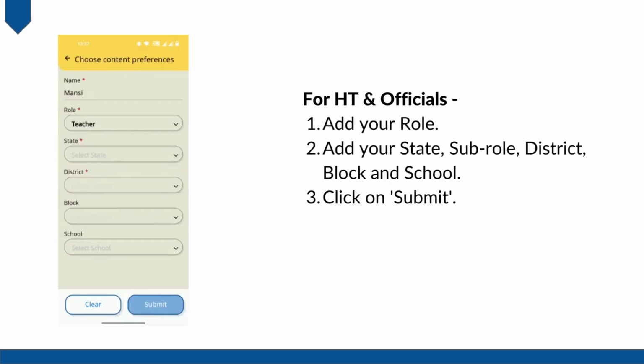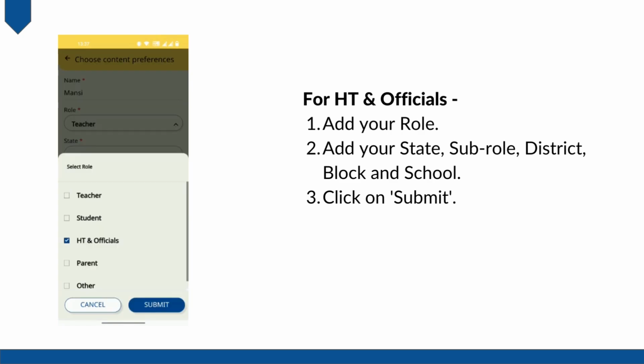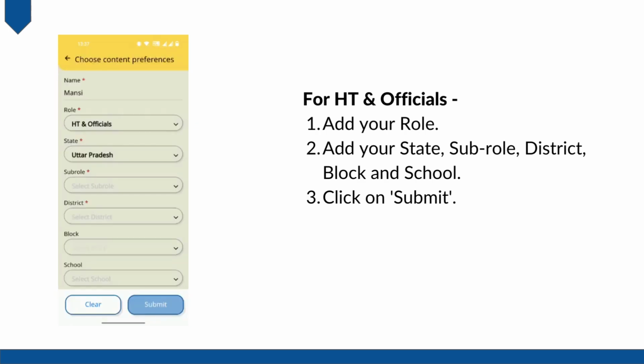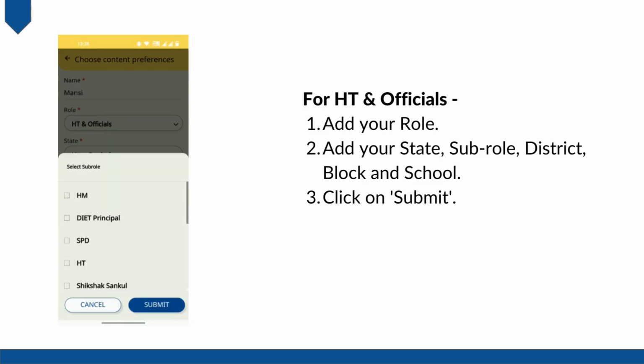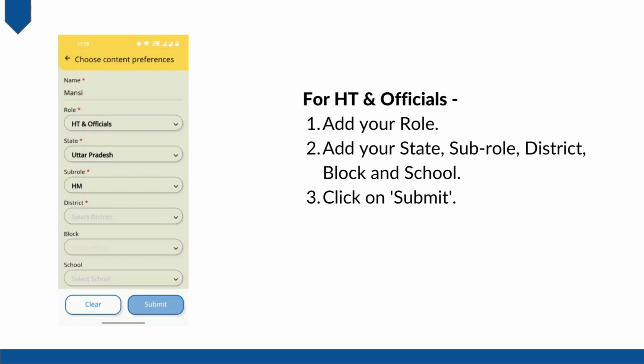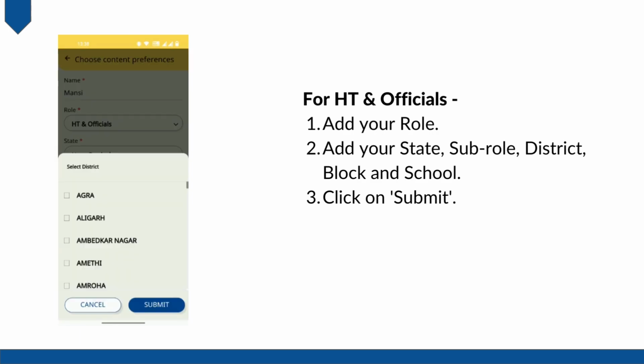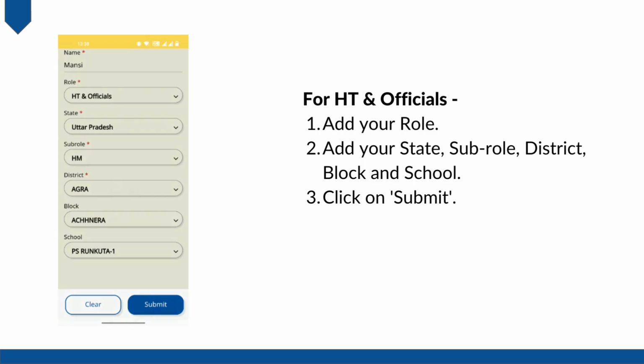If you are a headmaster, head teacher, or principal, then select your role as HTN officials. Then select your state. Next option is sub-role. Click on sub-role and from the given list, select your designation in your school. That is HT if you are a head teacher or HM if you are a headmaster. Then select your district, your block, and the name of your school and click on Submit.